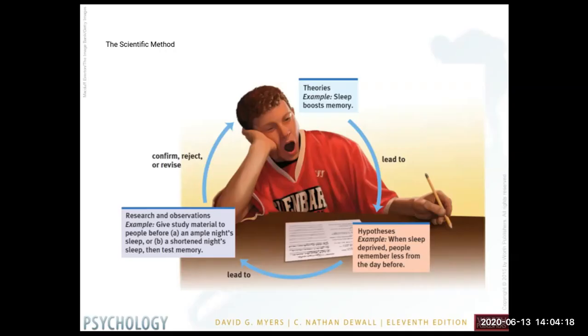So the prediction is, again, you're giving study material to people before an ample night's sleep or before a shortened night's sleep. In my case, I said 0 nights sleep. When we find the answers, even if we get what we're looking for, we're not done yet. Scientists dig deeper. You get what you got, and then we say, okay, well, it worked for this class with you guys. Will that also work for people in West LA College? Will it work for people in Spanish class instead of psychology class? Will it work for people in automotive? Will it work for somebody in a high school in New Jersey? These are the things we want to know.